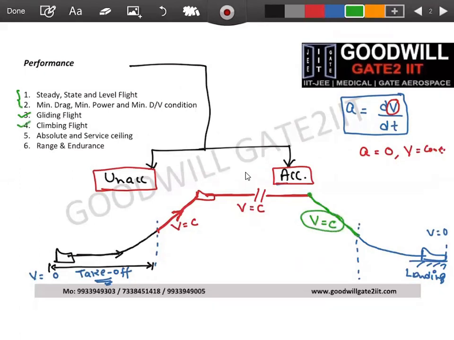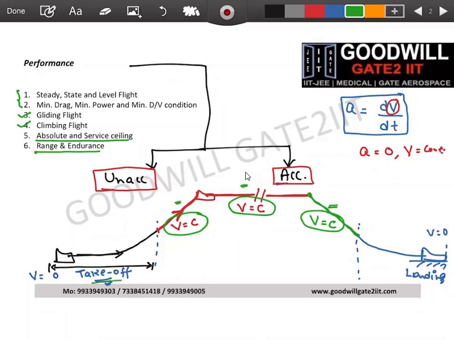Climbing flight is this portion. When we say range and endurance, absolute and service ceiling, all these are related to our steady state and level flight. To be very precise, these three regimes we will talk about in unaccelerated flight performance, where velocity is not going to change. So your equations will be following that particular part. You should not violate these conditions when you're developing the equations.